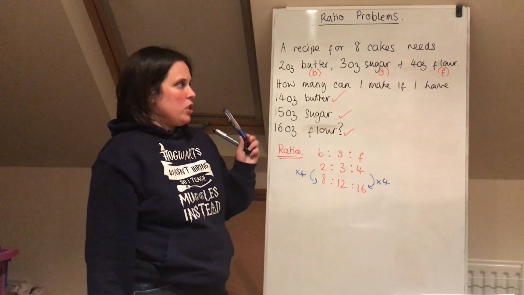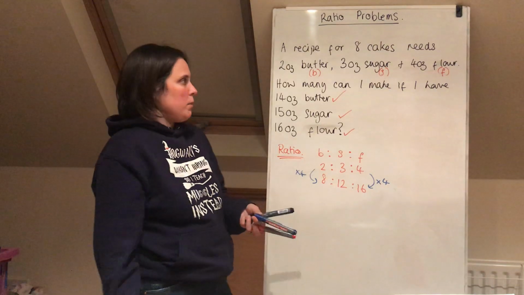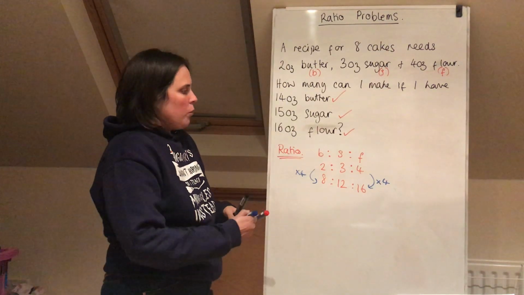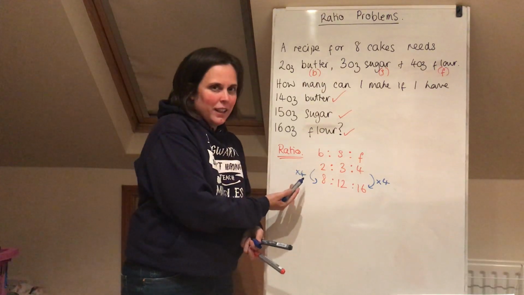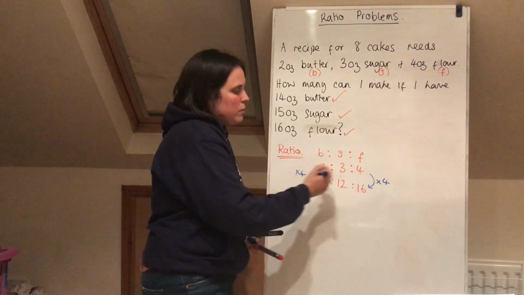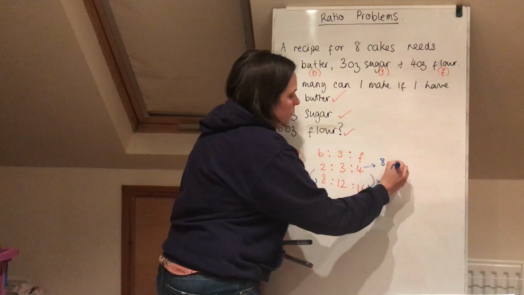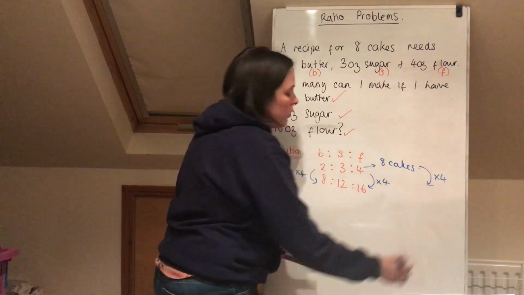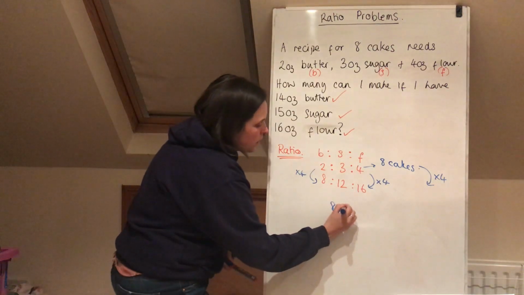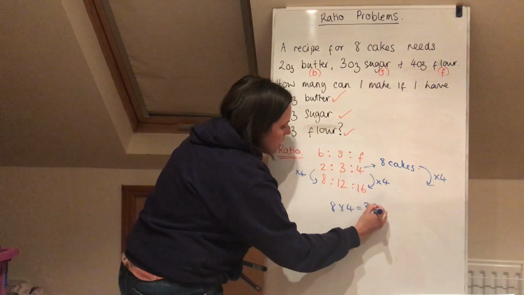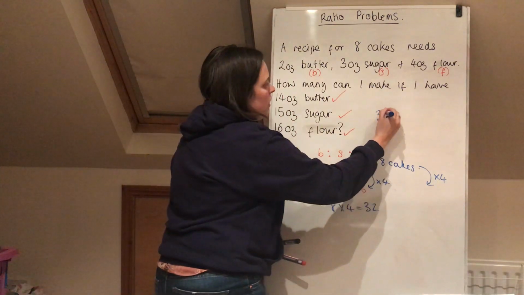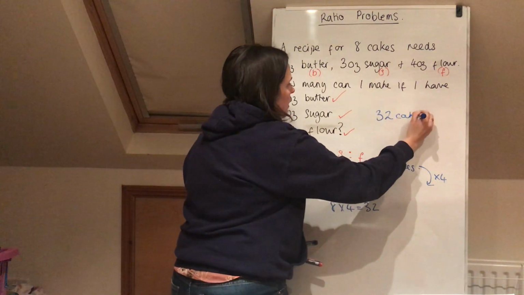But actually the question was how many cakes can we make? So that's a recipe for 8 cakes. What's this a recipe for? Well, if this was a recipe for 8 cakes, we do exactly the same. We multiply by 4. So 8 times 4 is 32. So the answer is 32 cakes.